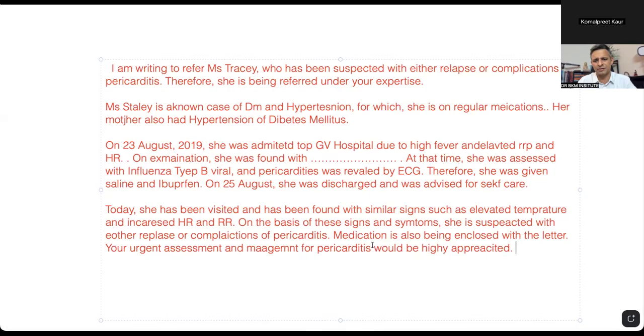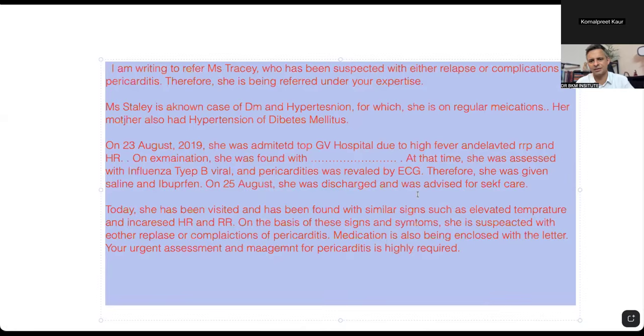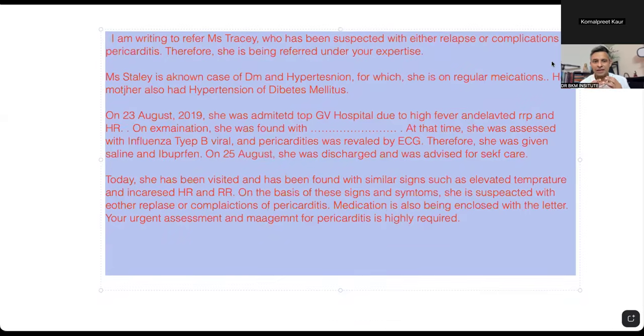Your urgent assessment and management for it is highly required. So if you're not liking "appreciated", if it's not looking nice, then don't write it. This is the complete letter. And see, I did not take even 5 to 10 minutes. That is what I'm saying.